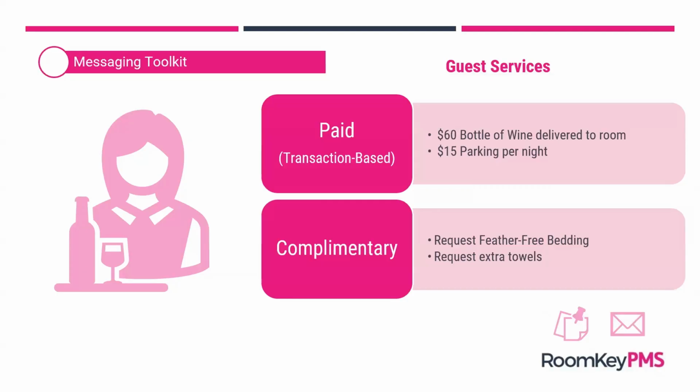Now, the main thing that I wanted to highlight, or the main two types of services that we can work with in Roomkey, are paid or transaction-based services, like a $60 bottle of wine delivered to the room or $15 parking per night charge. Or they could be complimentary services, like a request for feather-free bedding or a request for extra towels in the room.